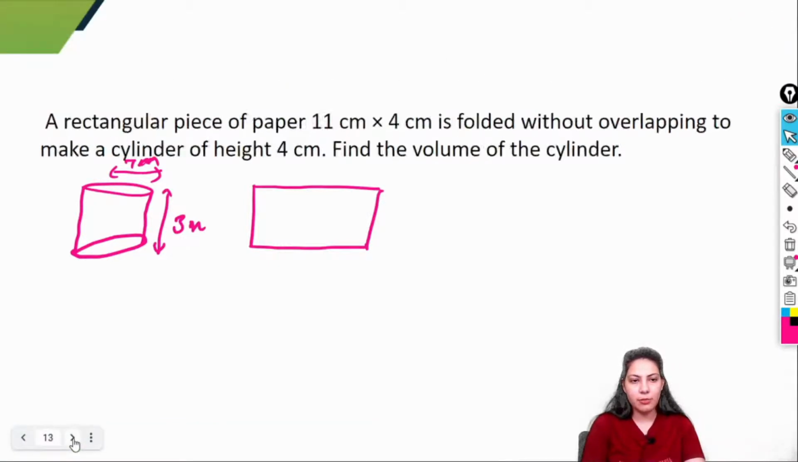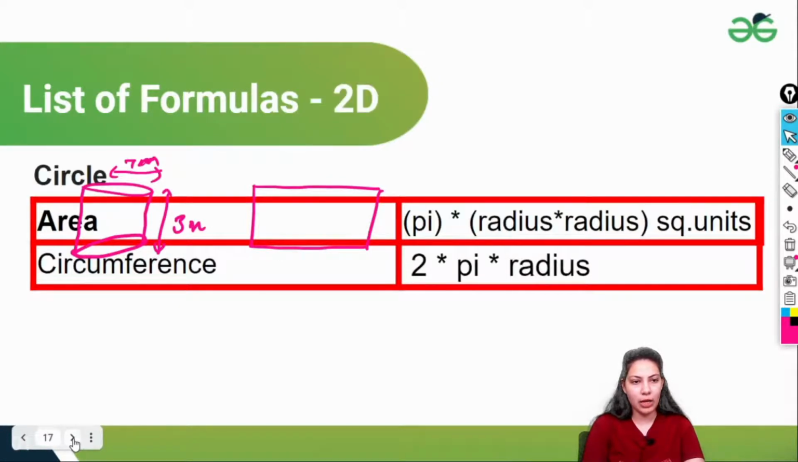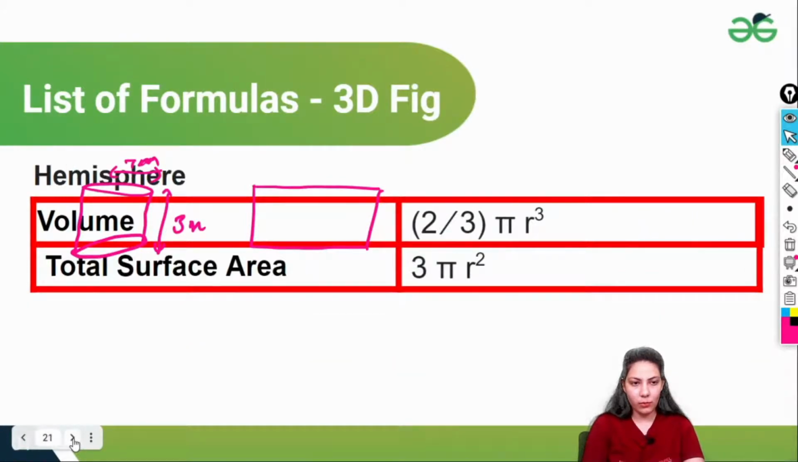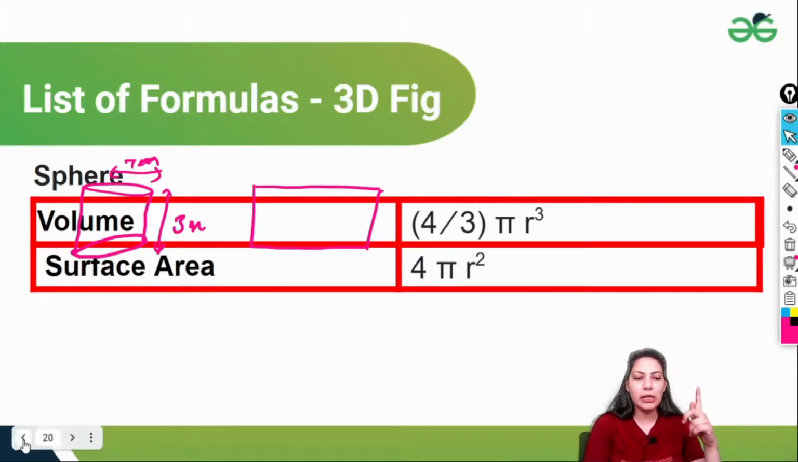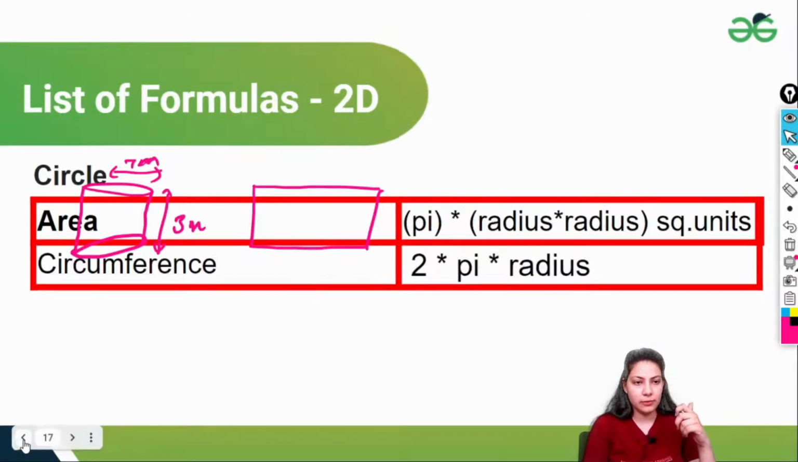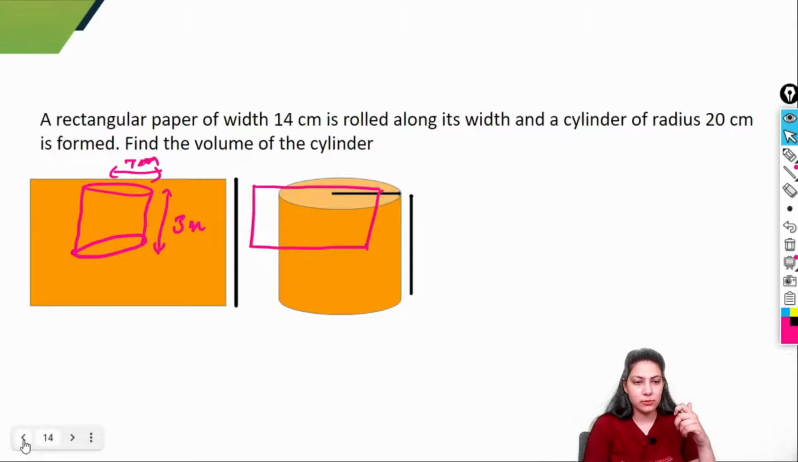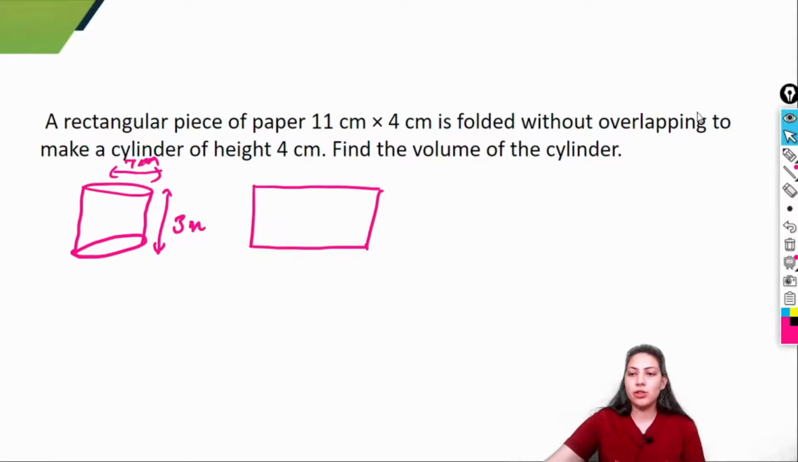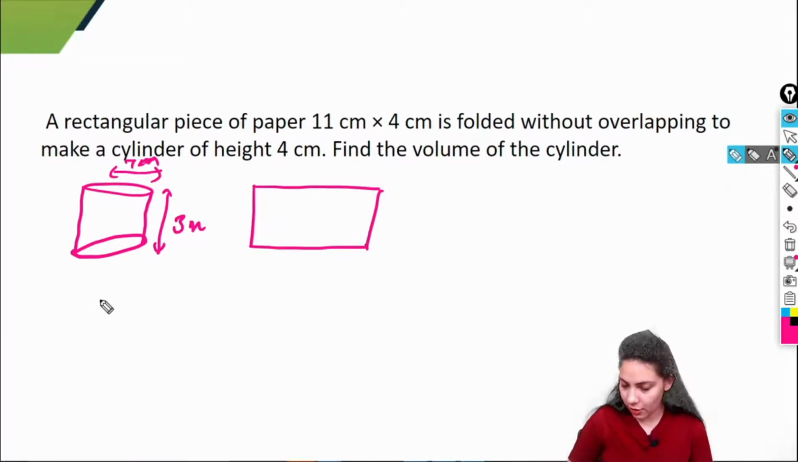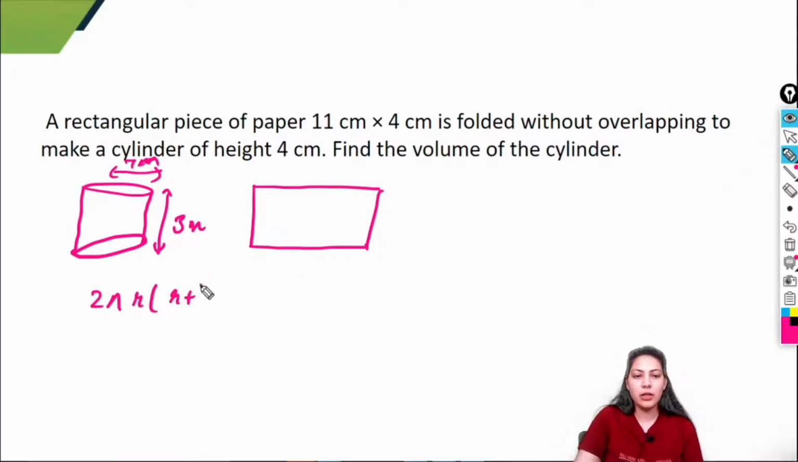Basically it's 2 pi RH, but for just confirmation I've also put the formulas. So 2 pi R into (R plus H), because we have to calculate the total surface area. I have shown the derivation in the previous session. Now directly let us solve here by substituting into the formula. So we are given the radius, we are given the height. Let us just directly substitute it.